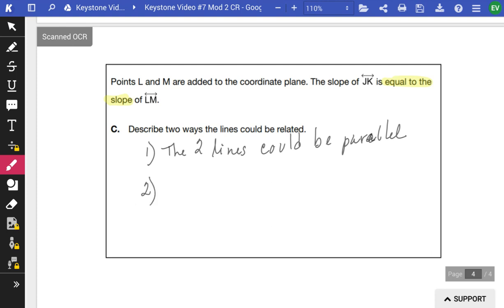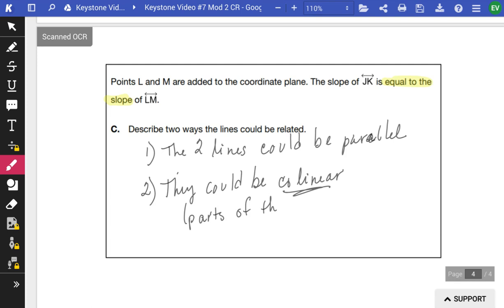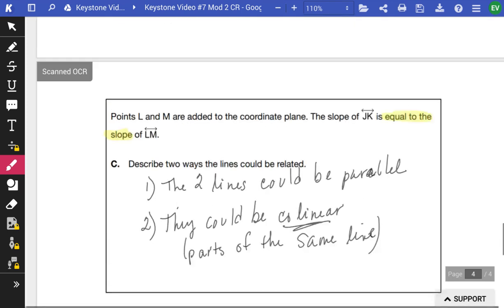The other way these 2 lines could be related is that they could be what we call collinear, and I don't expect you to know that word. That's a geometry word. Collinear means that they are parts of the same line. Okay, so if you don't remember collinear, that's okay. Just remember that if they have the same slope, these could also be parts of the same line. Okay, remember to study up on your geometry and your slope for this part of the test.